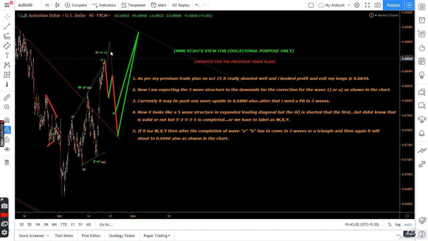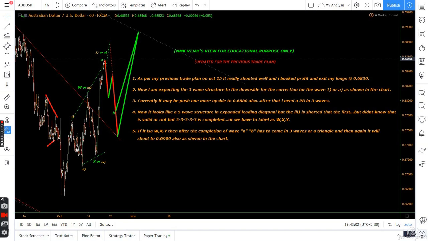This is my previous week analysis. As per this, it is exactly at 6880. It went here, and then we are in the downtrend. According to this, I have written here that it looked like a 5-wave structure in an expanded leading diagonal. So this is an invalid one.